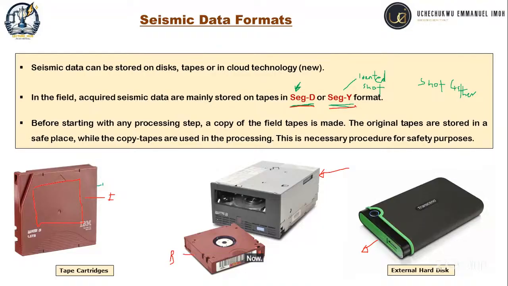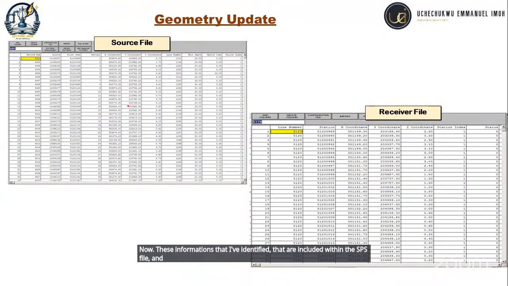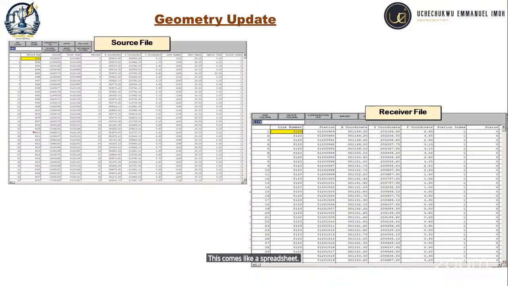Now, these are the pieces of information I've identified that are included within the SPS file, and this is typically what an SPS file looks like. This is for a source. It comes like a spreadsheet in Notepad or in note files.